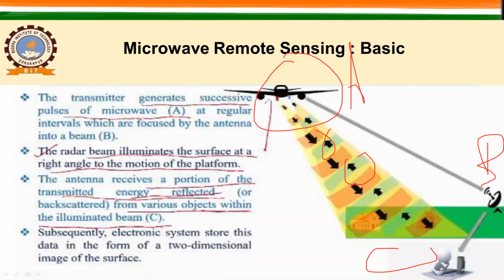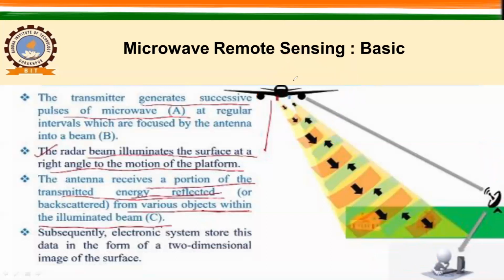The radar beam illuminates the surface at a right angle to the motion of the platform, and the antenna receives a portion of the transmitted energy reflected or backscattered from the various objects within the illuminated beam. Subsequently, the electronic system stores this data in the form of a two-dimensional image of the surface.